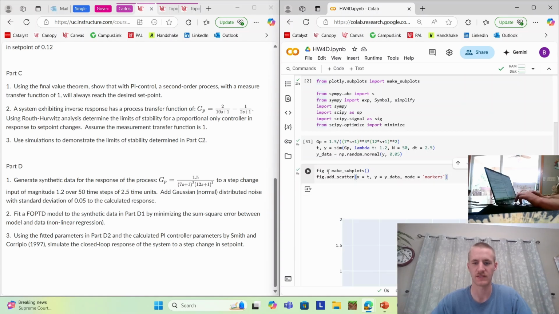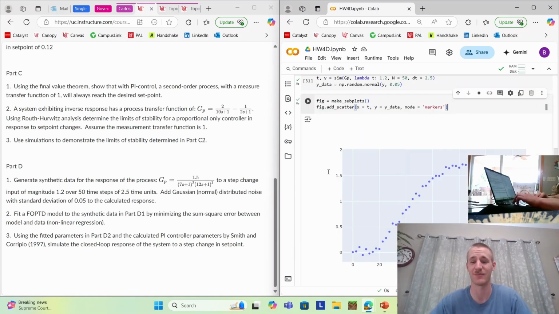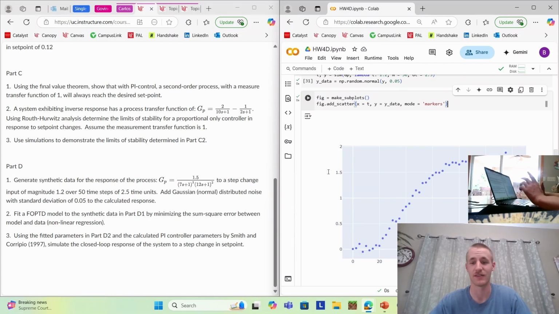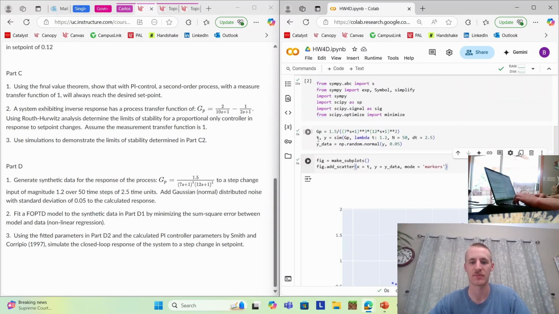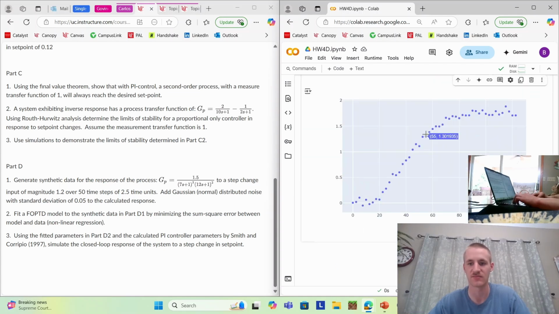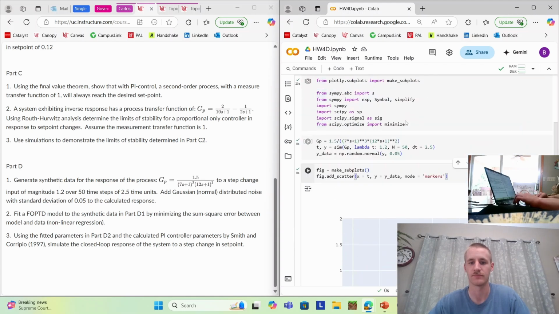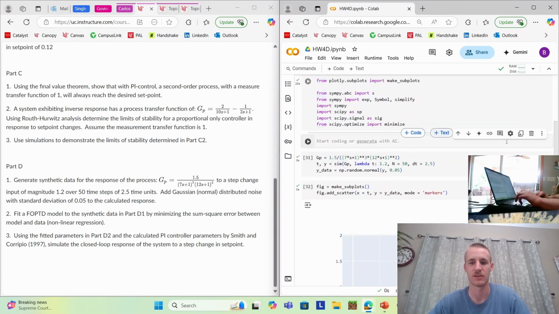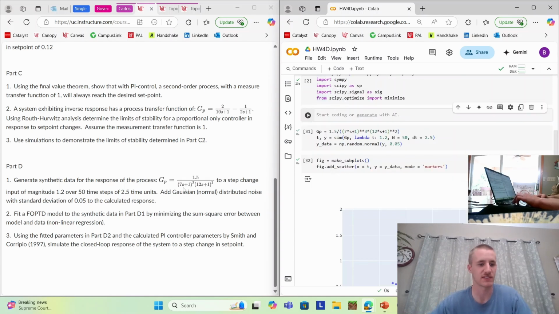I find if I type fast enough, it doesn't have time to generate AI. But that's my goal. So we have this curve here. This is our process, and then you see there's just a little bit of noise there. Now moving on to the next part, we're going to fit an FOPTD model.